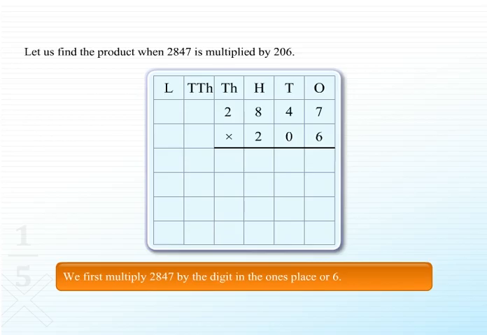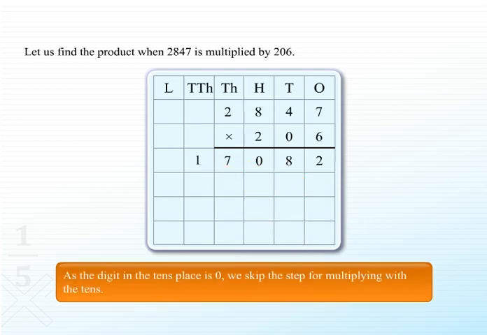We first multiply 2847 by the digit in the ones place, or 6. As the digit in the tens place is 0, we skip the step for multiplying with the tens.